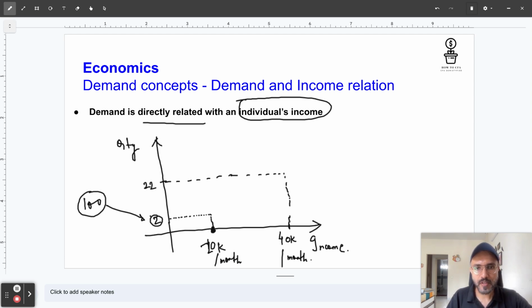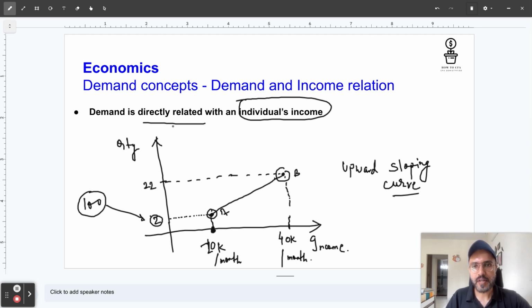So now what will happen? Your demand has increased from point A to point B, and if you join both these points, you can see that it is an upward sloping curve. And an upward sloping curve is called a direct relation. So hence, between the quantity and the income, you have a direct relation.